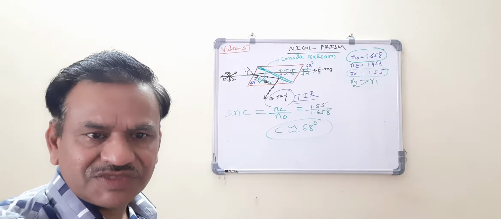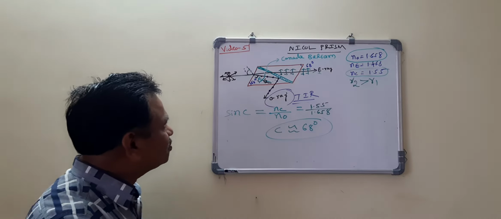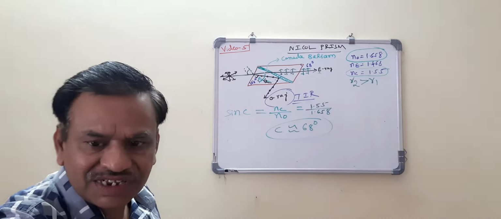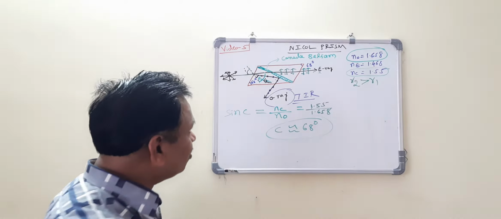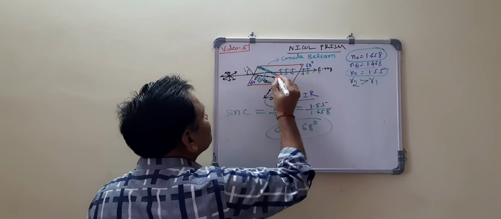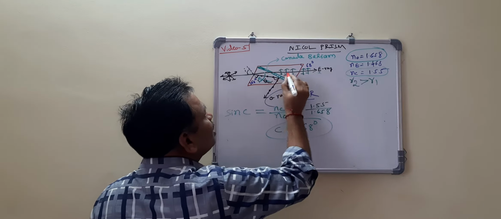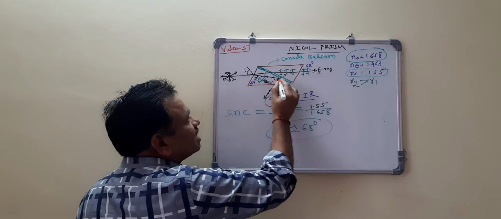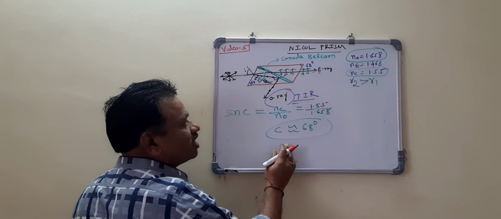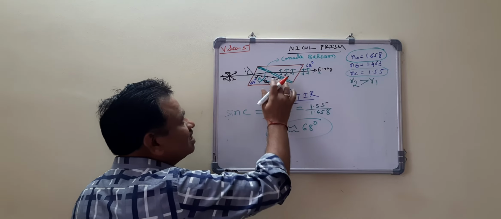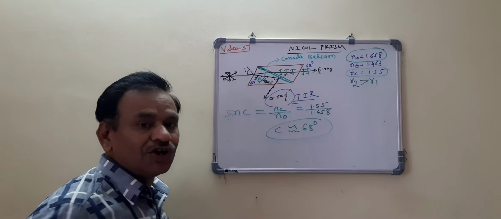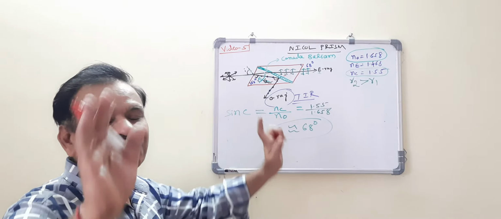That is 68 degrees. But from this geometry, the angle of incidence here is more than 68 degrees, because this is the normal, this is the incident ray. So definitely this ray will undergo total internal reflection.